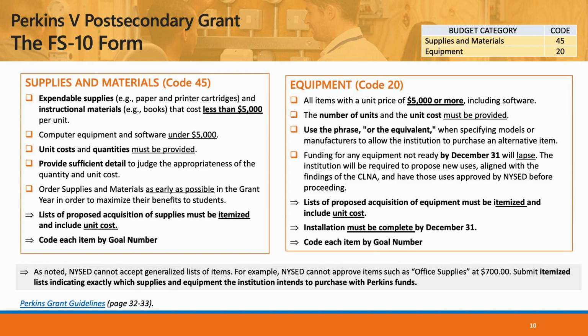Be aware that funding for any equipment not ready by December 31st will lapse. The institution will be required to propose new uses aligned with the findings of the CLNA and have those uses approved by the New York State Education Department before proceeding. Lists of proposed acquisition of equipment must be itemized and include unit cost. Installation must be complete by December 31st. For both supplies and materials and equipment, each item needs to be coded by goal number. Again, these stipulations reflect common misunderstandings and errors that we hope to help you avoid.